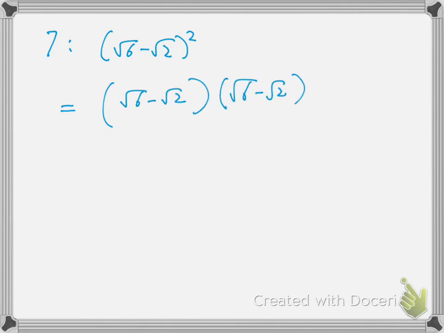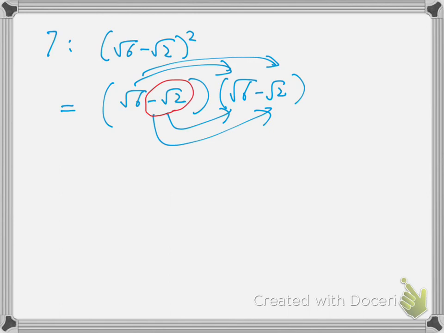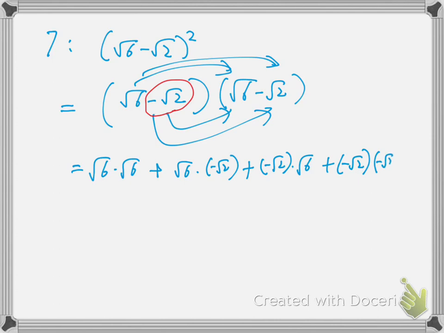So number 7 is the distribution, right? So this is radical 6 minus radical 2 times radical 6 minus radical 2. We distribute radical 6, distribute negative radical 2. Here we have to look at this as a negative number, okay? So now let's write down the 4 products. Radical 6 times radical 6, and radical 6 times negative radical 2, and negative radical 2 times radical 6, and then the last one is negative radical 2 times negative radical 2.